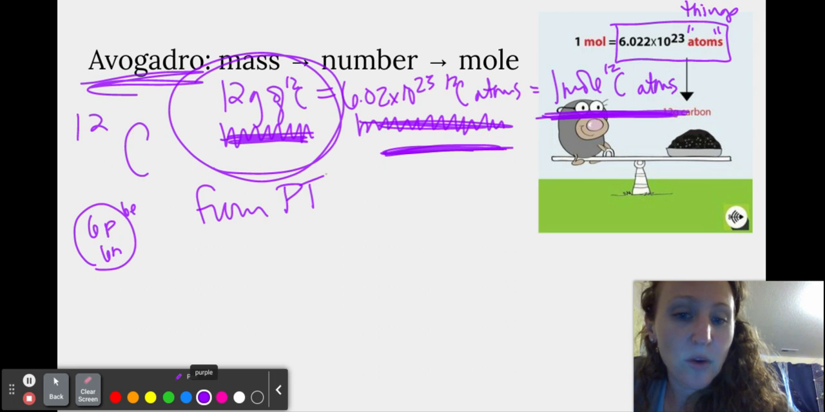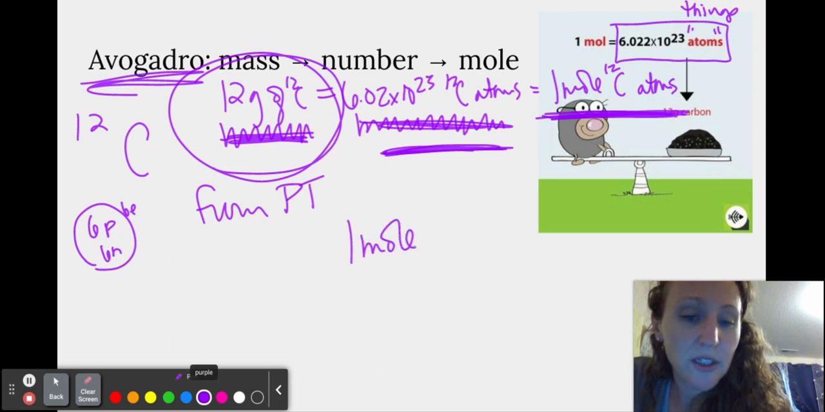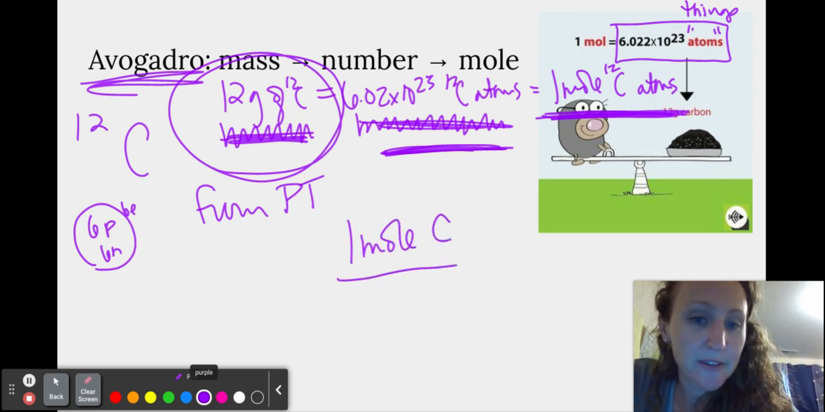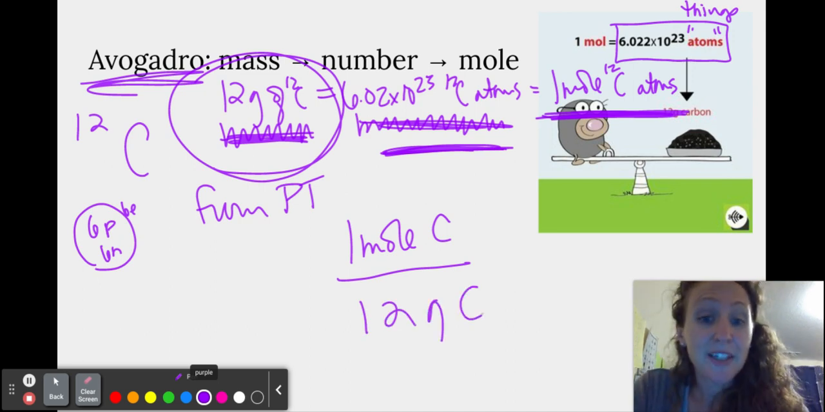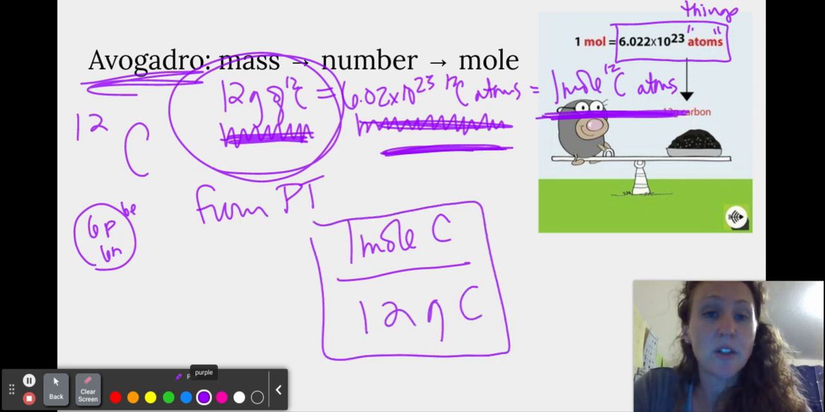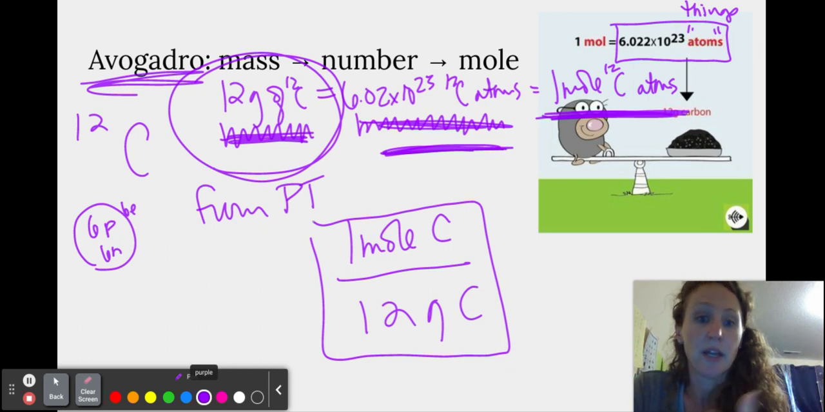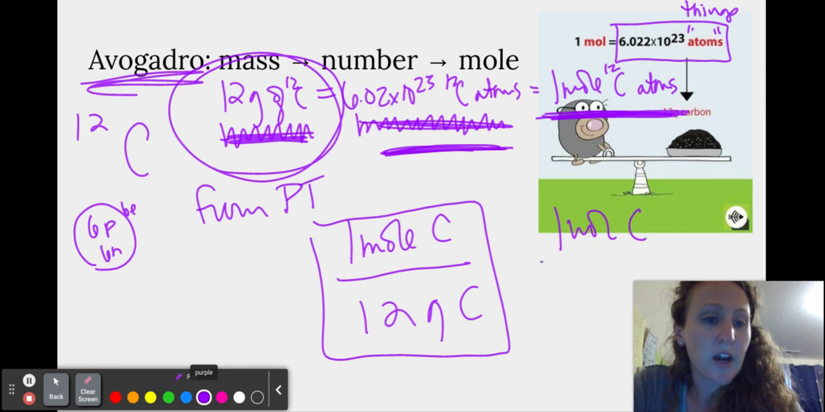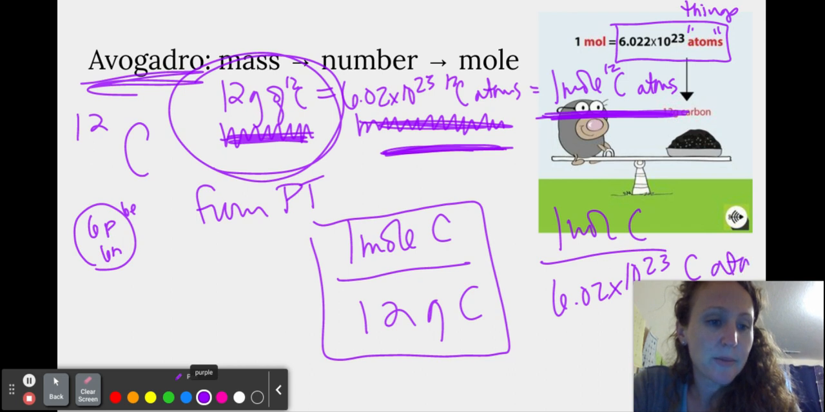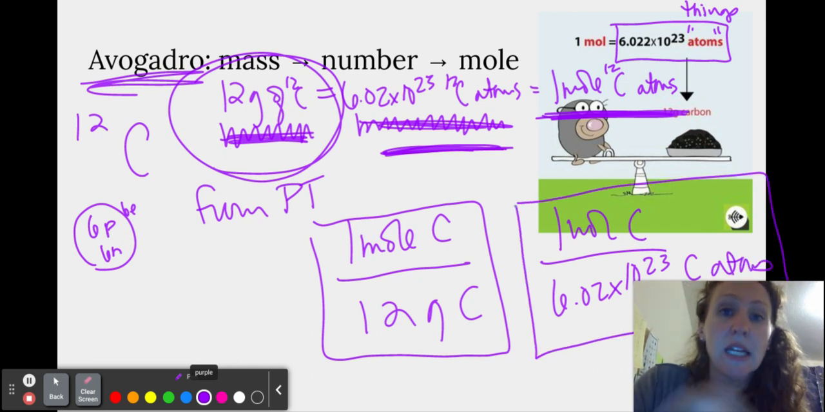If you have 1 mole of carbon, you have 12 grams of carbon. That's a conversion factor that you can use to convert in and out of grams and moles. You could also have 1 mole of carbon equal to 6.02 times 10 to the 23rd carbon atoms. That's a conversion factor that you can use to convert in and out of moles and atoms.